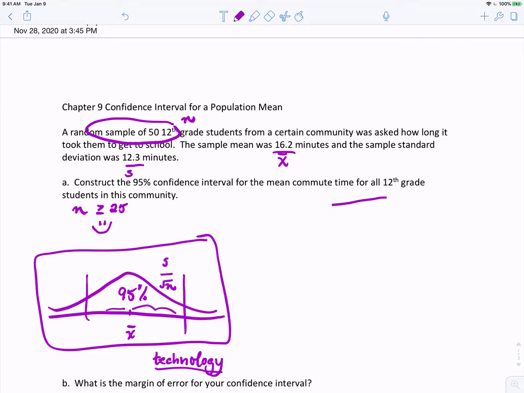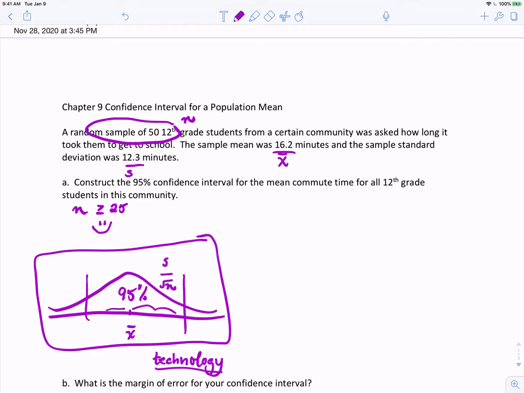When we use technology, we go to StatCrunch, and I'll go there in a moment. You're going to put in your sample mean, your sample standard deviation, and then say you want the 95% confidence interval. Okay, so let's go ahead and do that, and then we'll talk about the homework in a moment. Let me jot down the information, because when I go to my iPad, I can't see it. Our sample size is 50. Our sample mean is 16.2. And our sample standard deviation is 12.3.